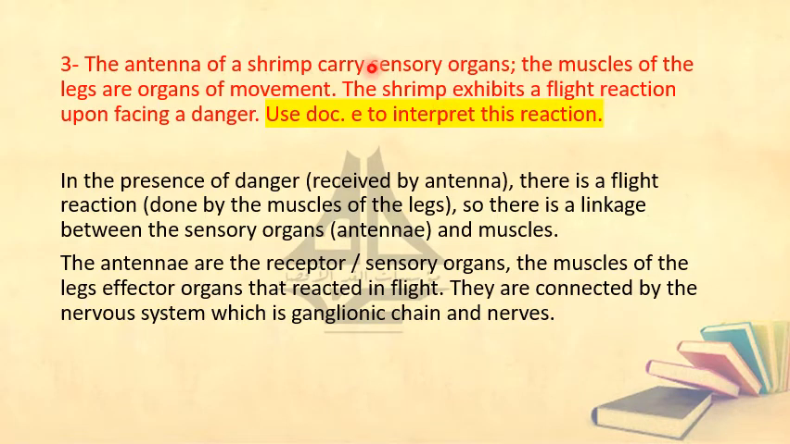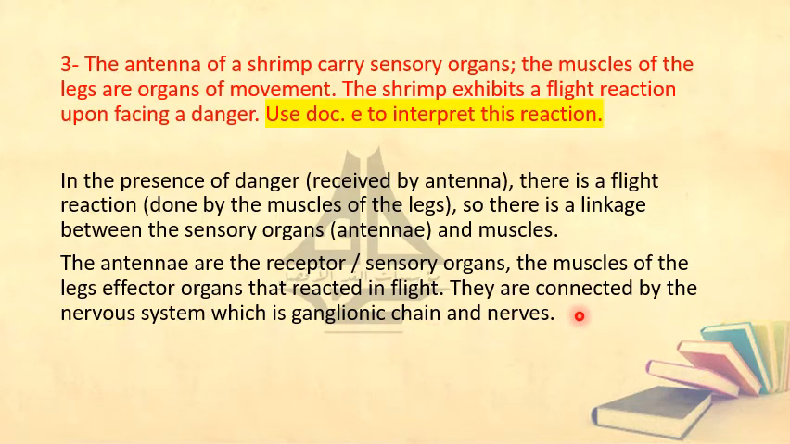Is there communication between the sensory organs and the organs of movement, which are the muscles of the legs? Of course, yes, because once the sensory organs receive a stimulus, the muscles of the legs allow movement and make a flight reaction. So we say, in the presence of danger which is received by the antenna, there is a flight reaction done by the muscles of the legs. So there is a linkage between the sensory organs, which are the antenna, and the muscles. As a conclusion, the antenna are the receptors or the sensory organs. The muscles are the effector organs, and they are connected by the nervous system, which is the ganglionic chain, and the nerves.